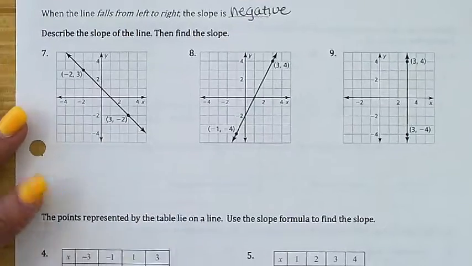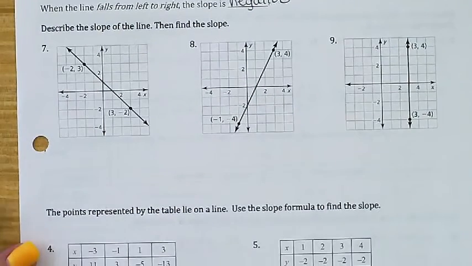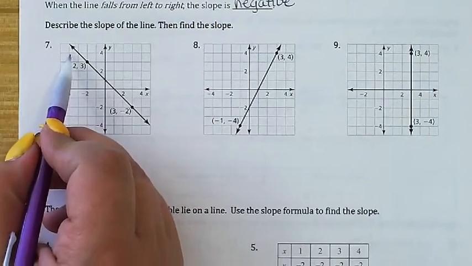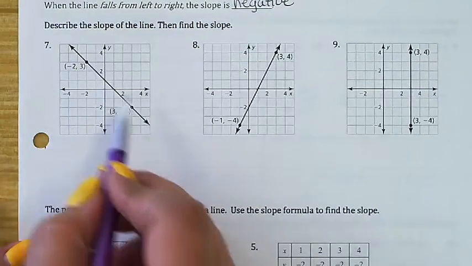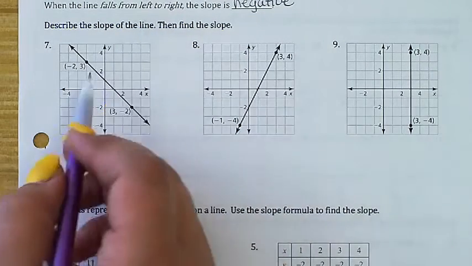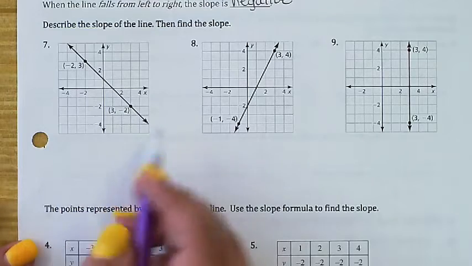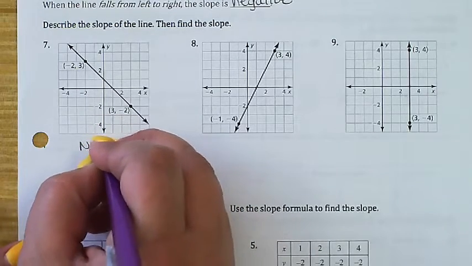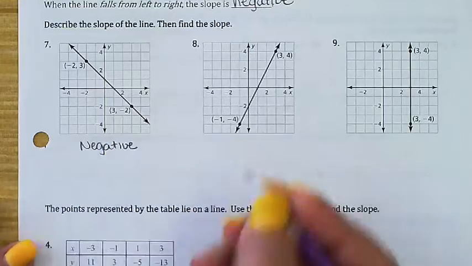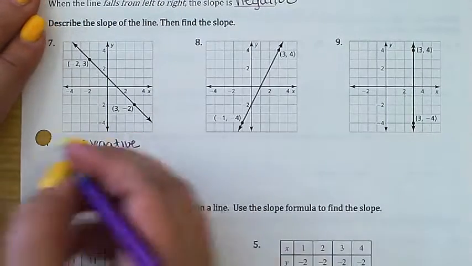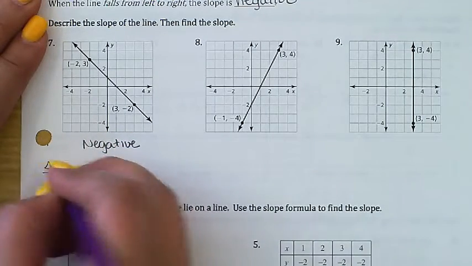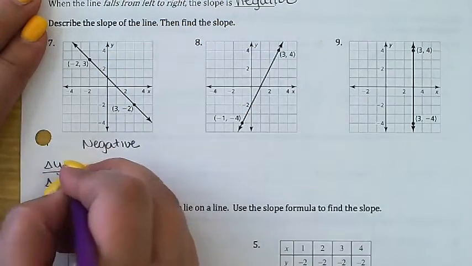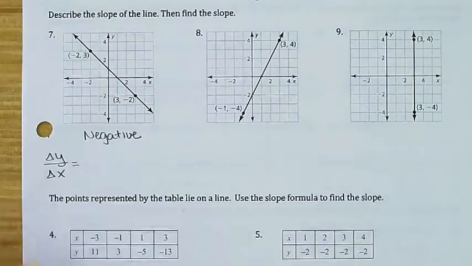Okay, so describe the slope of the line, then find the slope. So first of all, let's describe it. From left to right, do we want to describe this as going downward and falling, or going upward and increasing? Right, this is going downward from left to right and falling, so we're going to describe this as a negative slope. And then to calculate the slope, we're going to do the change in y over the change in x. And I know you could probably use the graph itself and the squares, but let's practice using the slope formula.